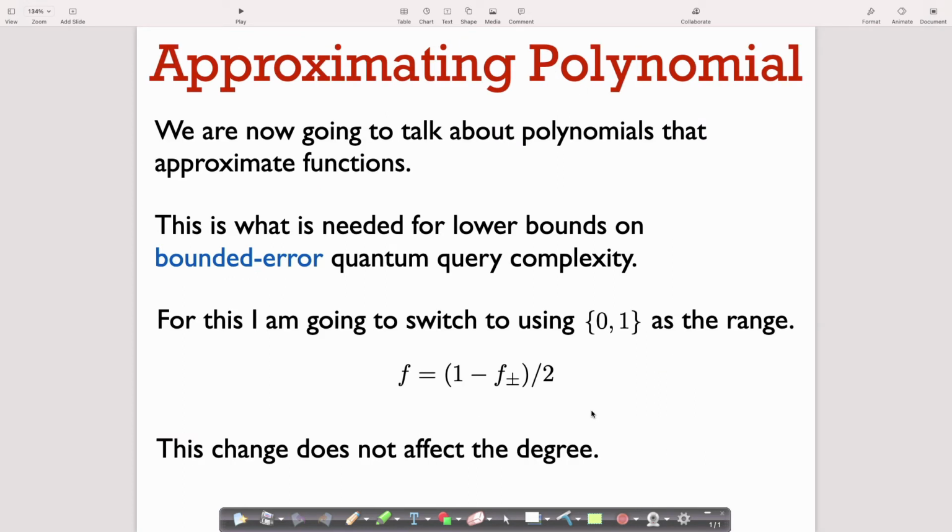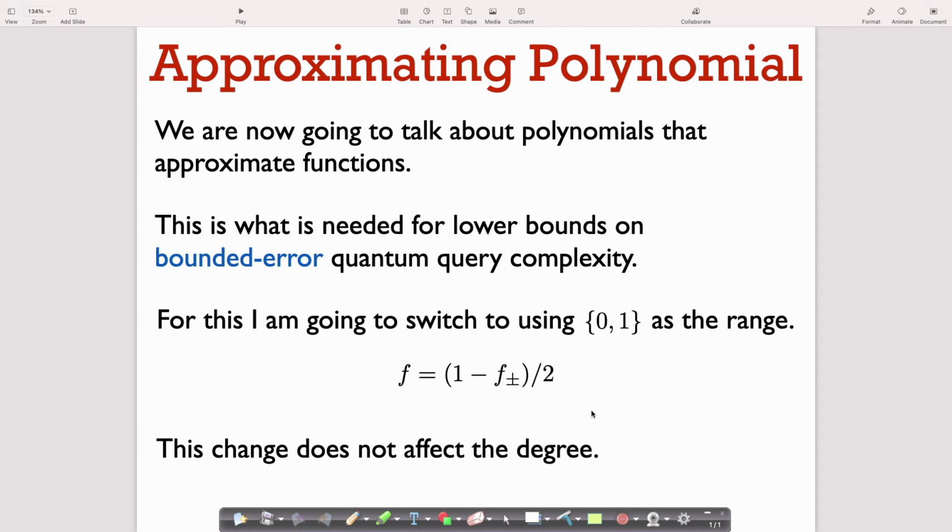Okay, so we're actually going to be more interested in showing lower bounds on bounded error quantum query complexity, right? So where the algorithm can have an error with some small probability. And for that, we're going to want to talk about not polynomials which exactly represent a function, but just polynomials that approximately represent a function, okay?